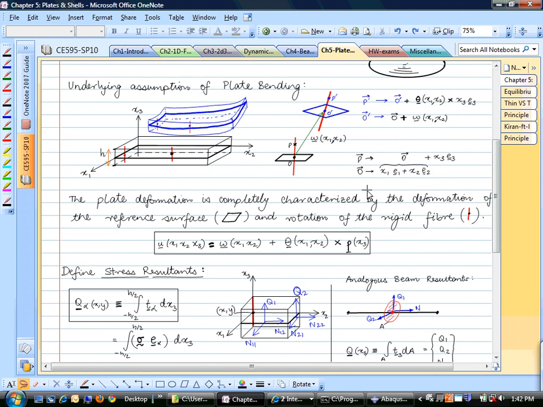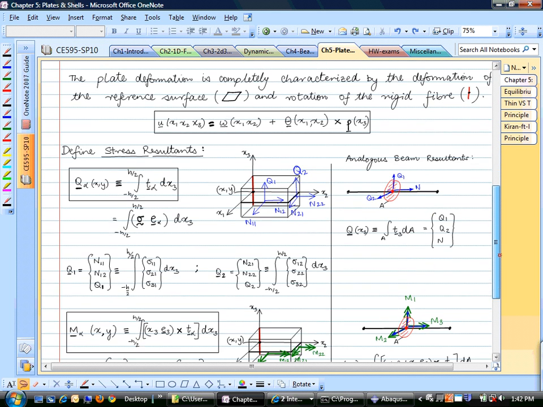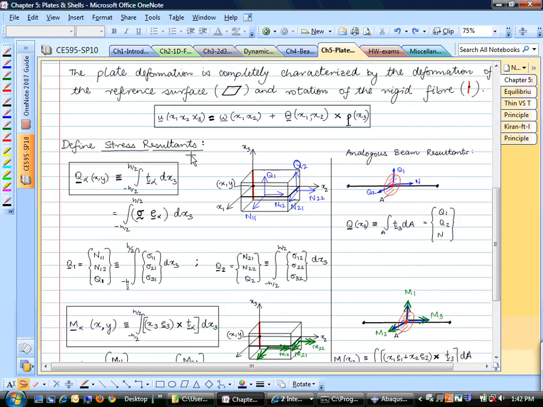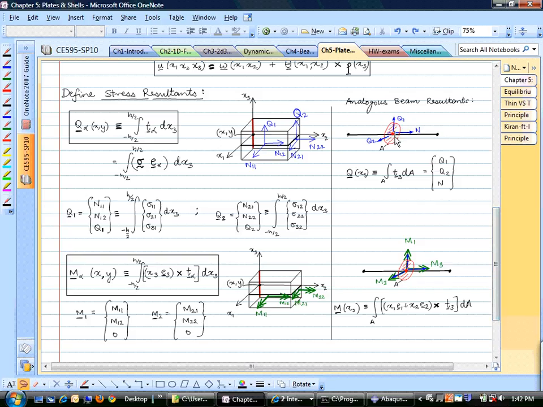So given this kinematic assumption, we are going to define what are called stress resultants. Now these are very similar to our beam stress resultants. In beam theory, we have a shear force, Q. Let's just consider a planar beam in the x1, x3 direction. So this Q is nothing but the shear force, and it's a function of x. The way we obtain shear force is by integrating the traction on this cross section. You go to any location x, obtain the traction and integrate it over the area of the cross section. That's the shear force.